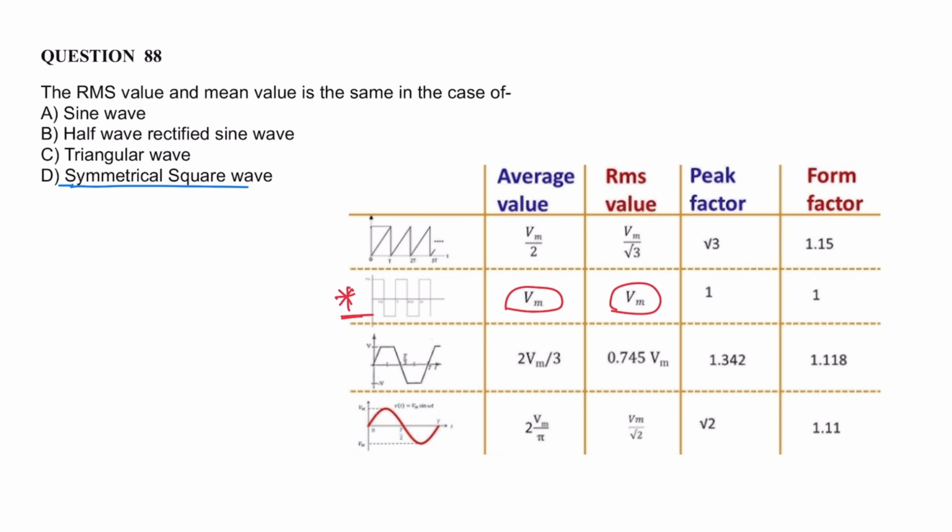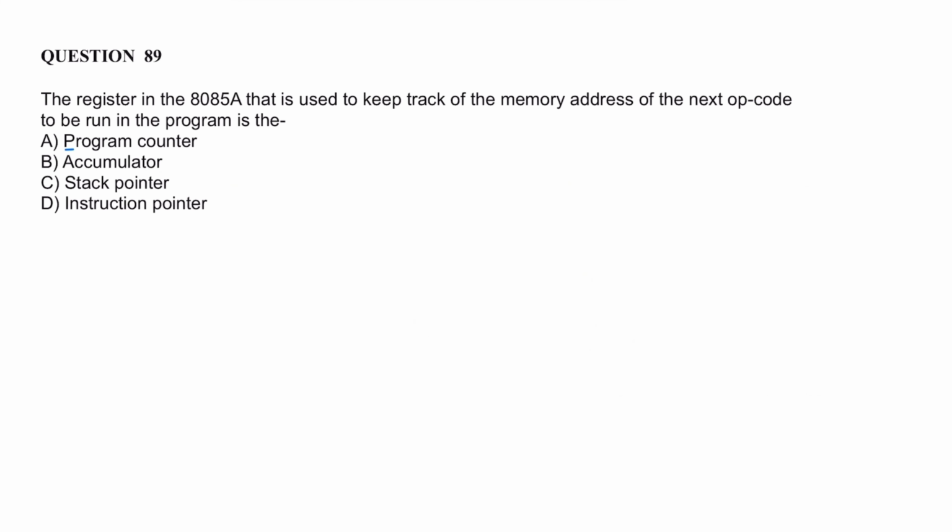Next question. The register in 8085 that is used to keep track of the memory address of the next opcode to be run in the program is the program counter. Program counter or instruction pointer, both are correct.